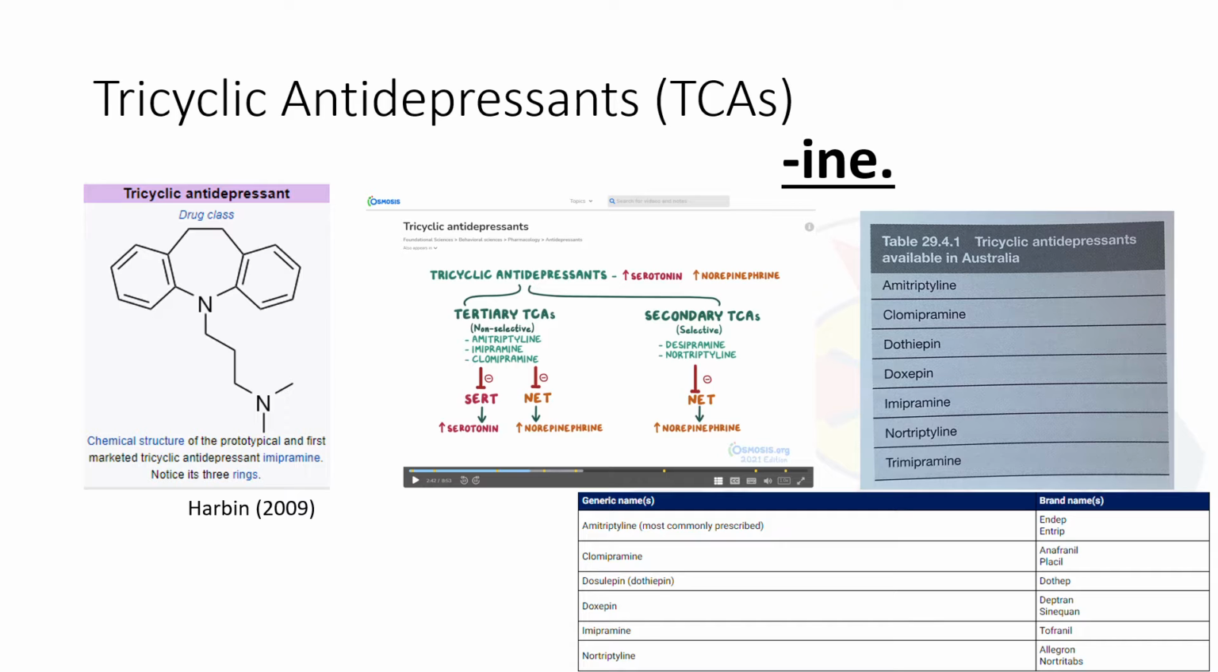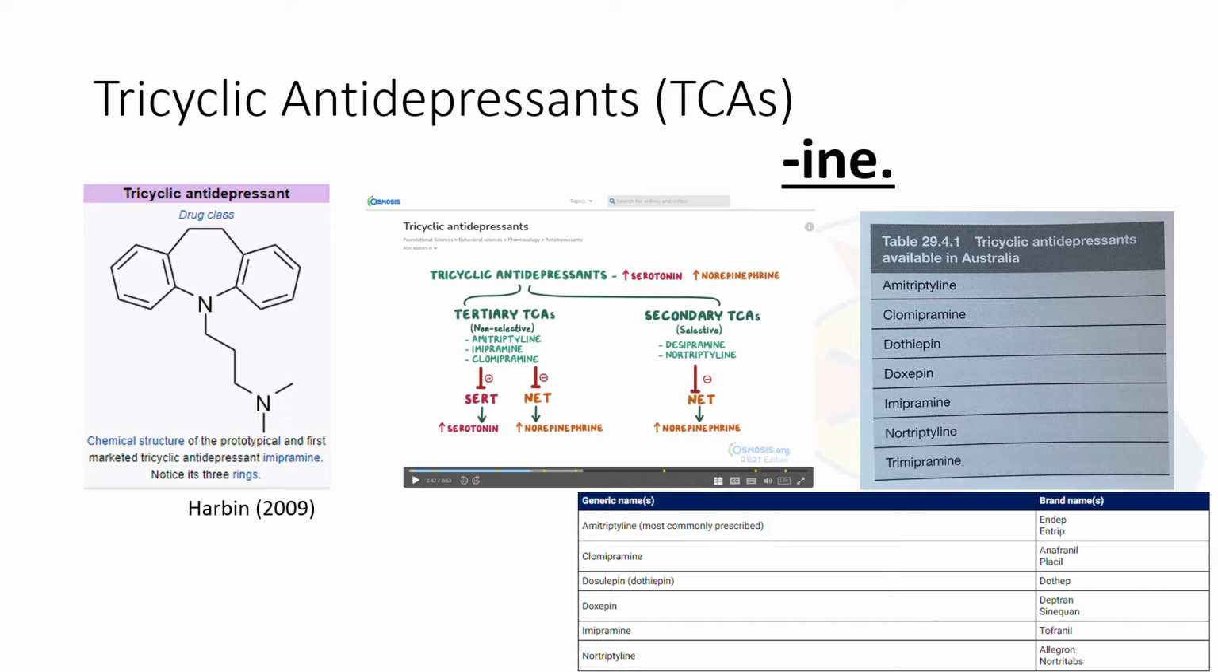They can be prescribed for depression, but they can also be prescribed for other ailments, including but not limited to chronic pain and nocturnal enuresis. Tricyclics are well absorbed orally, have a significant first-pass metabolism in the liver, and generally have a long half-life. Tricyclic antidepressant medications have their names end in -ine.